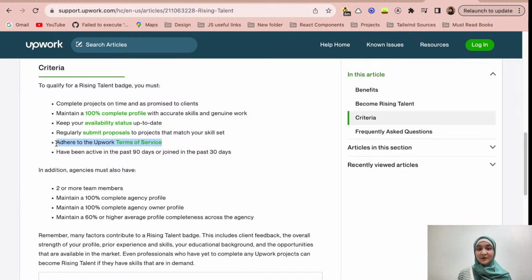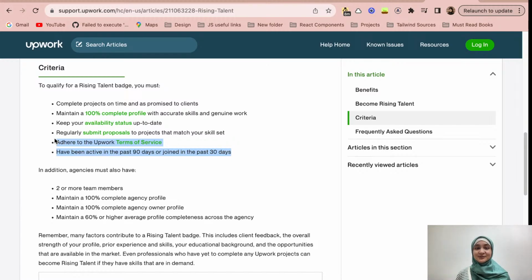I had 2 accounts, and I didn't know about the old one, so Upwork deactivated both of my accounts, which means I did not adhere to Upwork's terms of service. And the last part says that if you do not adhere, your account will be deactivated. So my account was deactivated and I couldn't get this badge because of these 2 points. So make sure you only have 1 account. If you have 2, reach out to support.